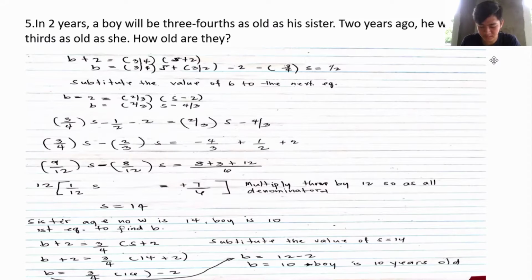Sister's age now is 14. The boy is 10. Use the first equation to find B. B plus 2 equals 3/4 times (S plus 2). B plus 2 equals 3/4 times (14 plus 2). B equals 3/4 times 16 minus 2. B equals 12 minus 2. Therefore, the age of the boy is 10 years old.